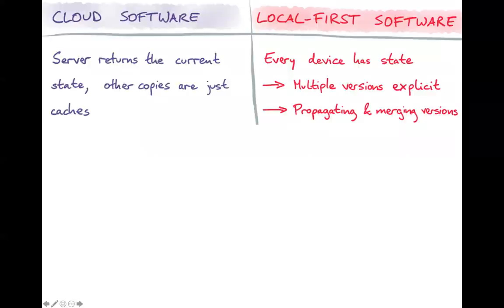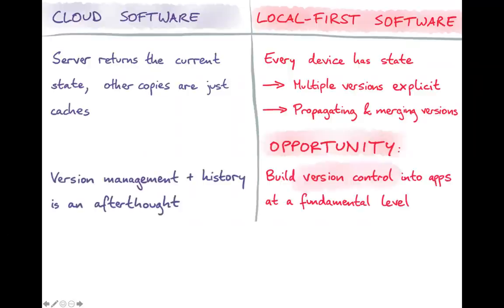Now, if we already have this mechanism for dealing with different versions of a file, this is actually a fantastic opportunity, because it means that we can do things like version control and build that into applications at a very fundamental level. And since this version control is essentially what we have to do anyway in order to enable the data synchronization, this actually opens a new opportunity for new features for the users as well.